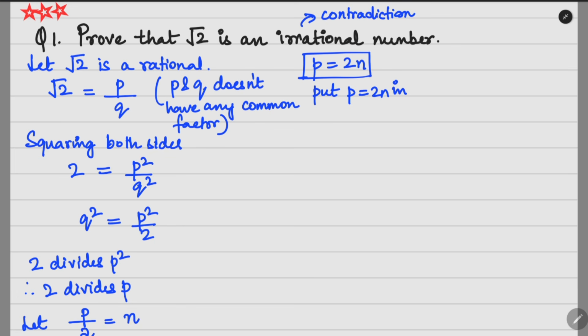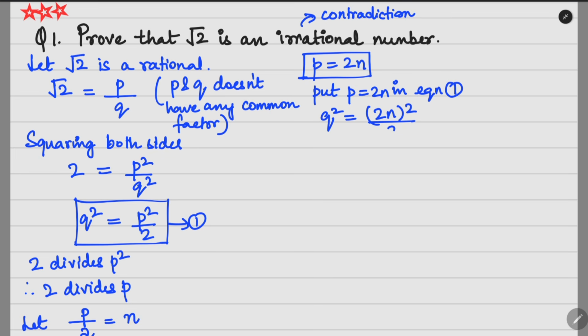You have to put this value of p equal to 2n in your first equation. So this is equation 1. Put this in equation 1. When you put that, what will you get? q square is equal to, instead of p, 2n the whole square by 2, which is nothing but 4n square by 2, which is nothing but 2n square. And here q square by 2 is equal to n square.